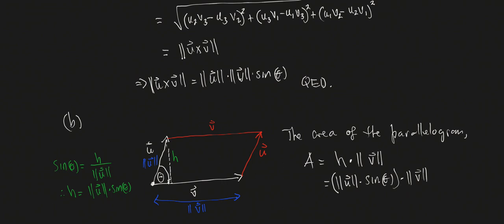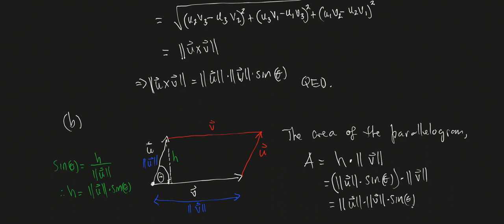But these are all real numbers, and I have the commutativity property, so I can write this as the magnitude of U times the magnitude of V times the sine of theta. And what is this? Well, this is what we just proved in part A.